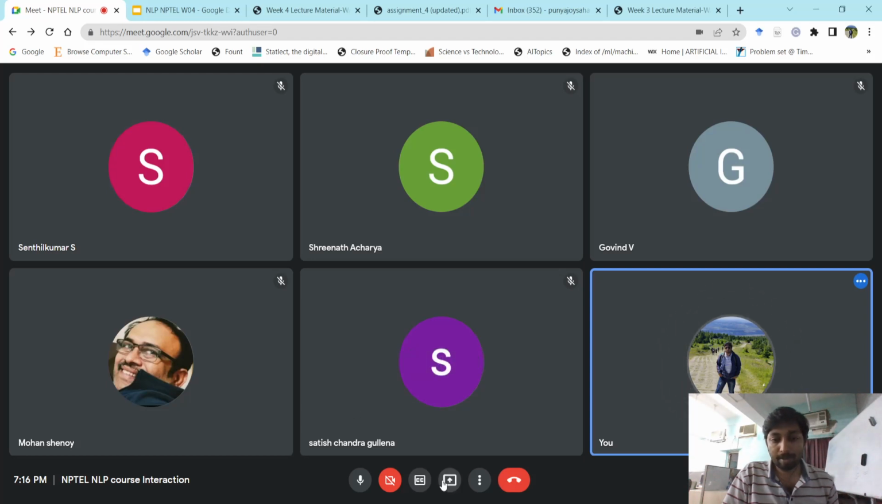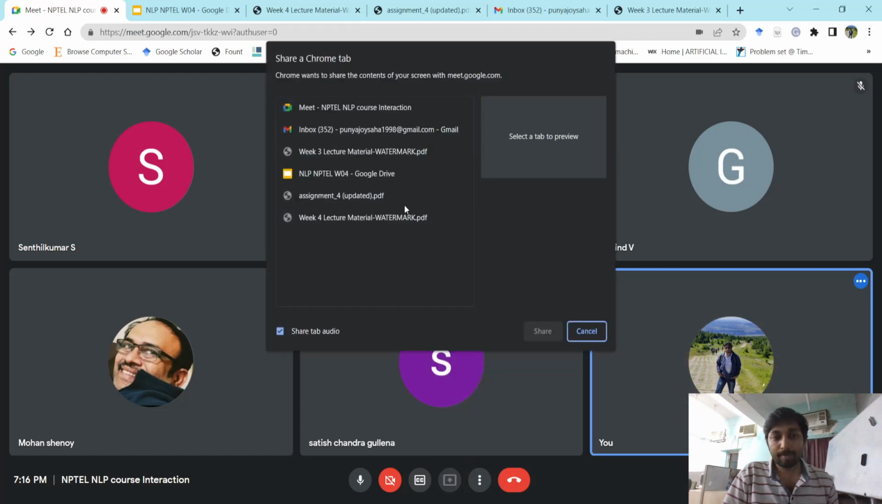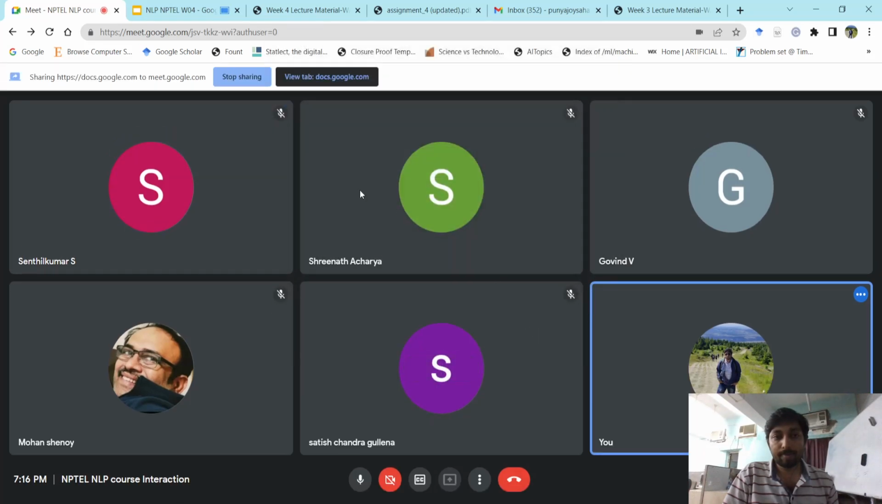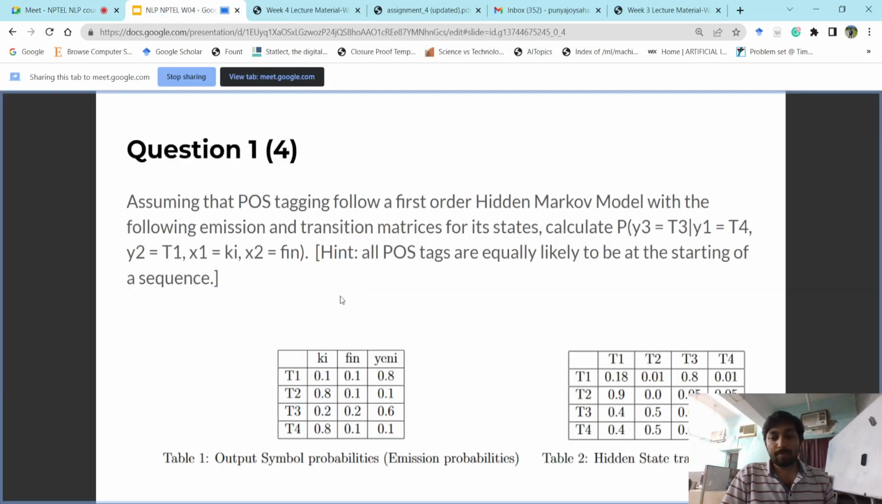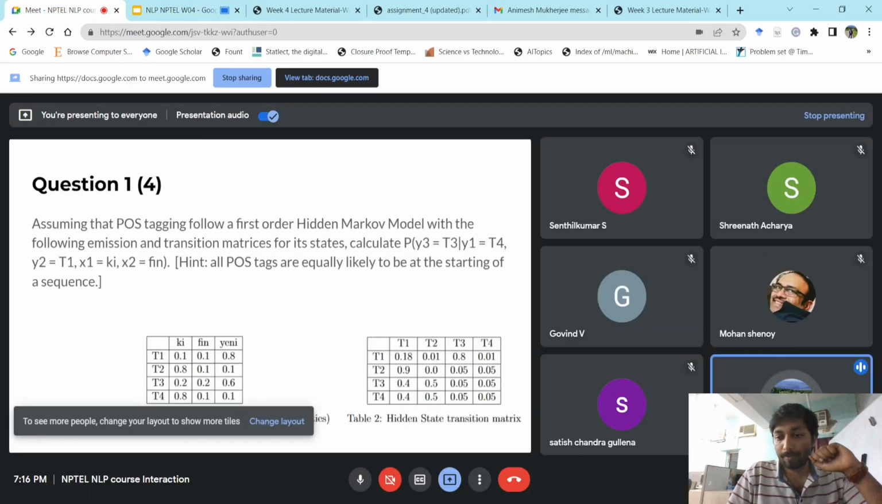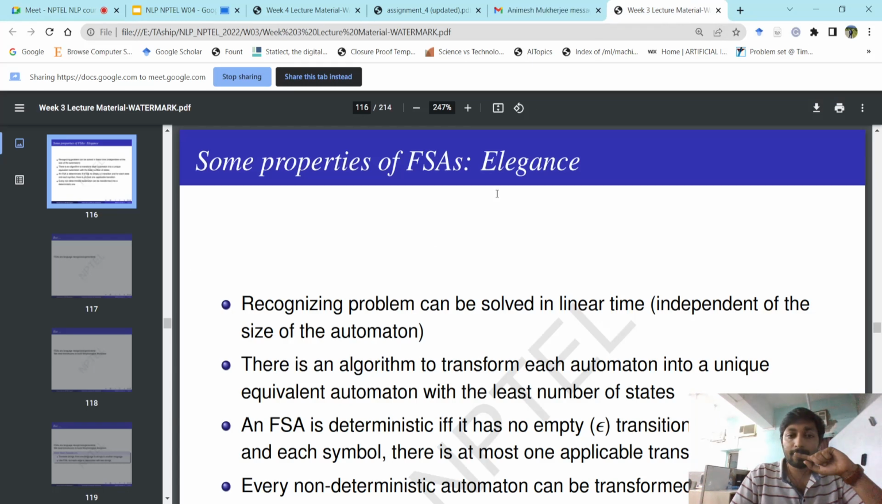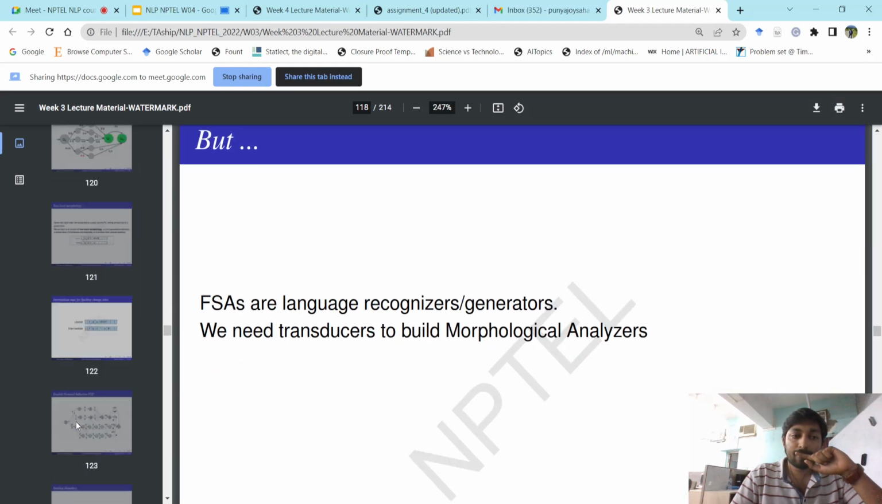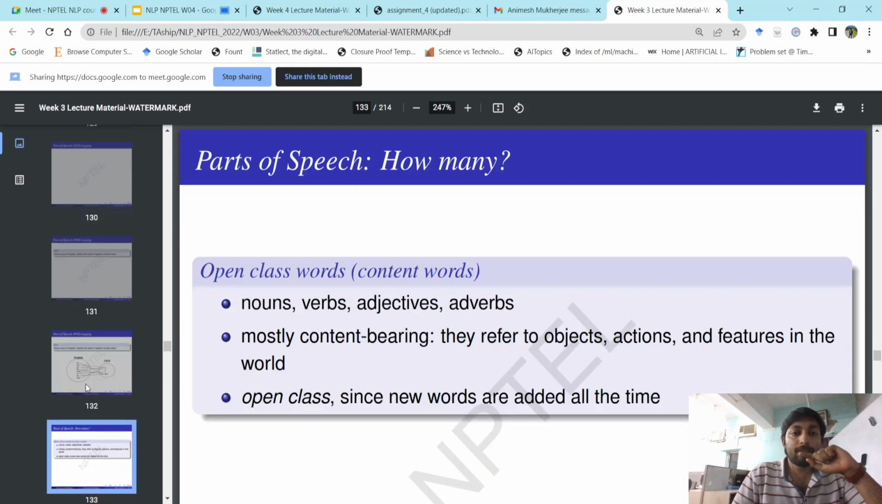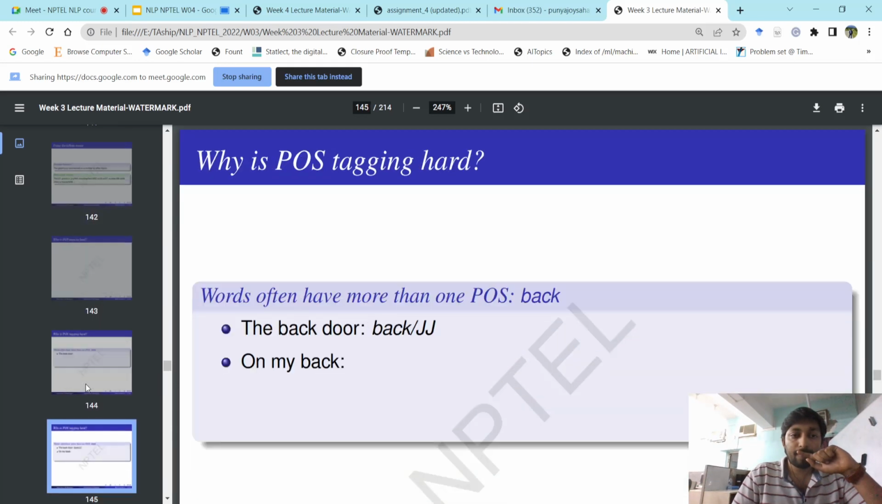I will again share my screen. Just let me know if you can see it. Yeah. So I was asking about what is a hidden Markov model. Can anyone say? Yes. Anything else? That is okay, Markov model. Okay. Anything else? Anything specific?